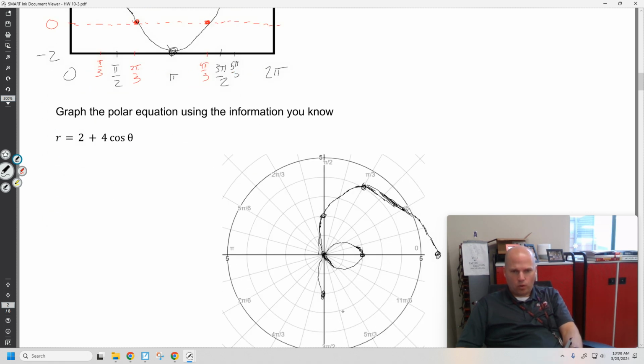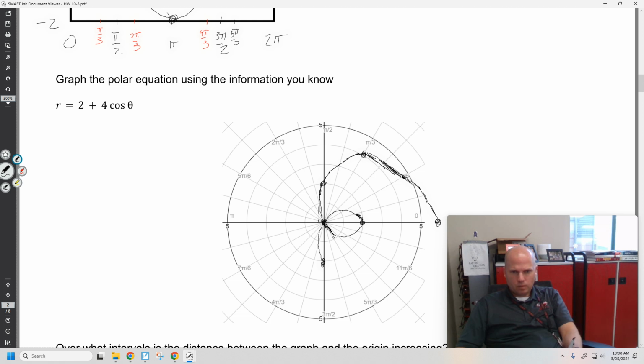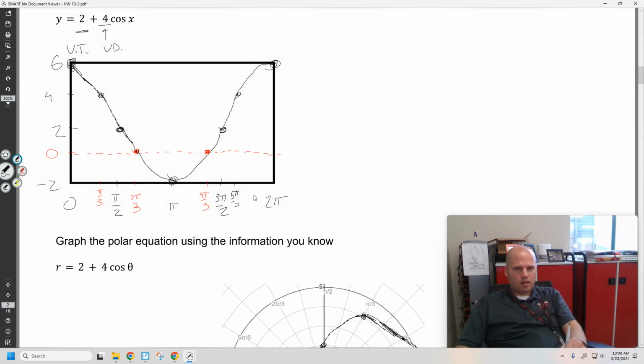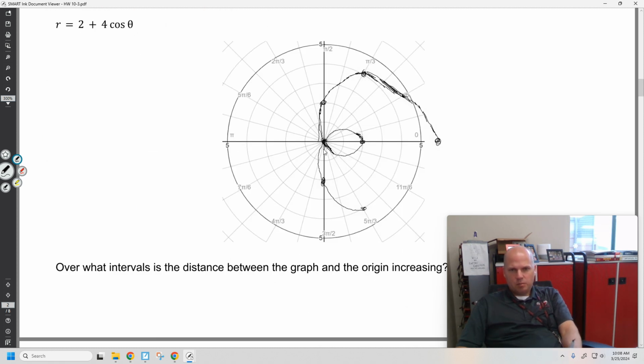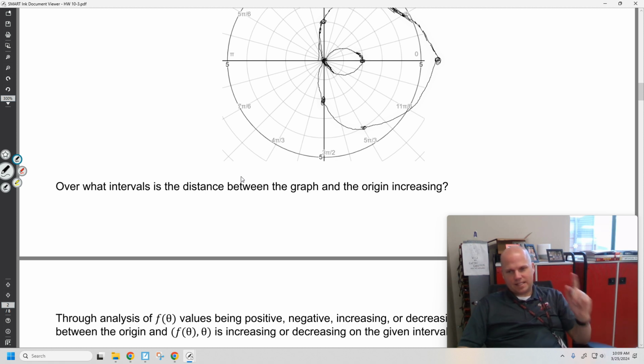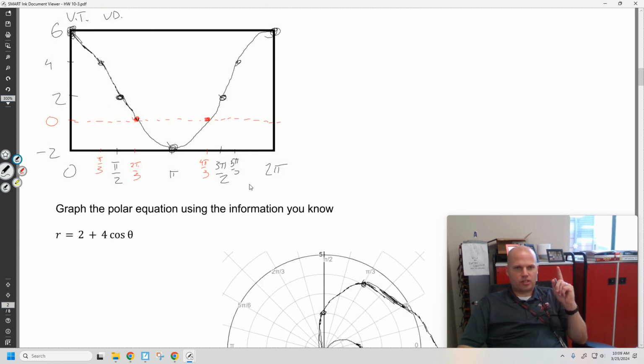5 pi over 3, 4. Between these two angles, we will be between these two radii. And then 2 pi, 6. Between 5 pi over 3 and 2 pi, we need to be between 1, 2, 3, 4, and 6. There you go. When is the distance between the graph and the origin increasing?